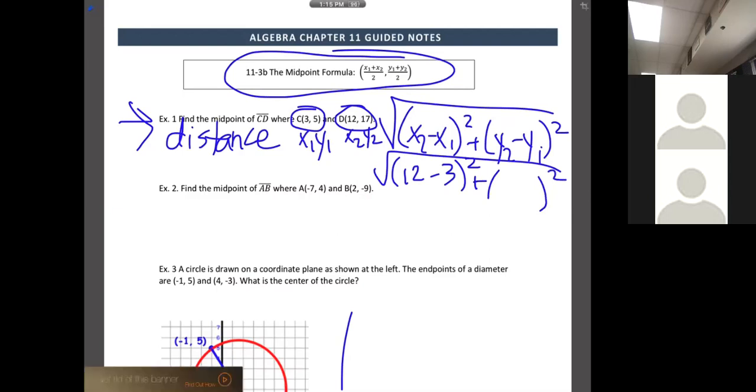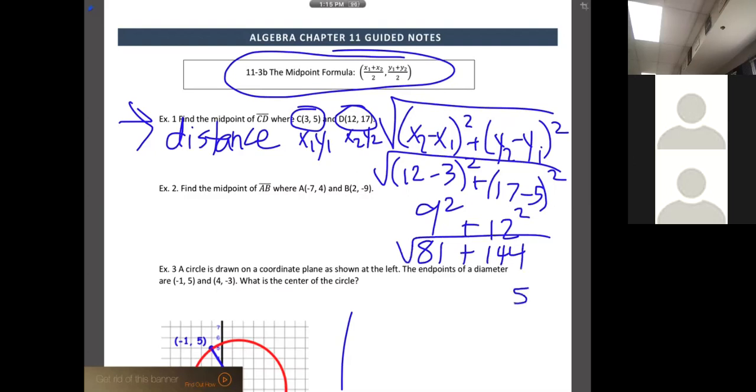Y2 minus y1 would be 17 minus 5. You guys remember this? This is what we did last Friday. So 12 minus 3 is 9. So we do the subtraction first and then we square it. So we've got 81 plus 144. We add them together. 225. So the square root of 225 happens to be a nice one. It's 15. So that's how we would find the distance between the 2 points.